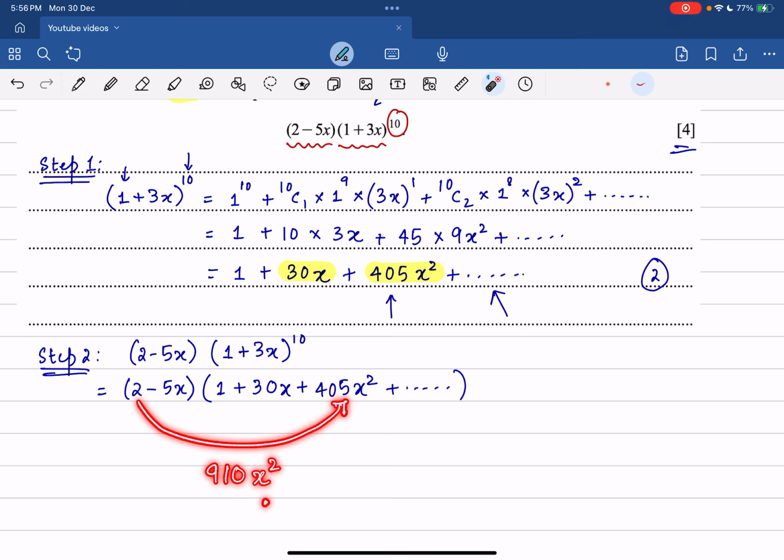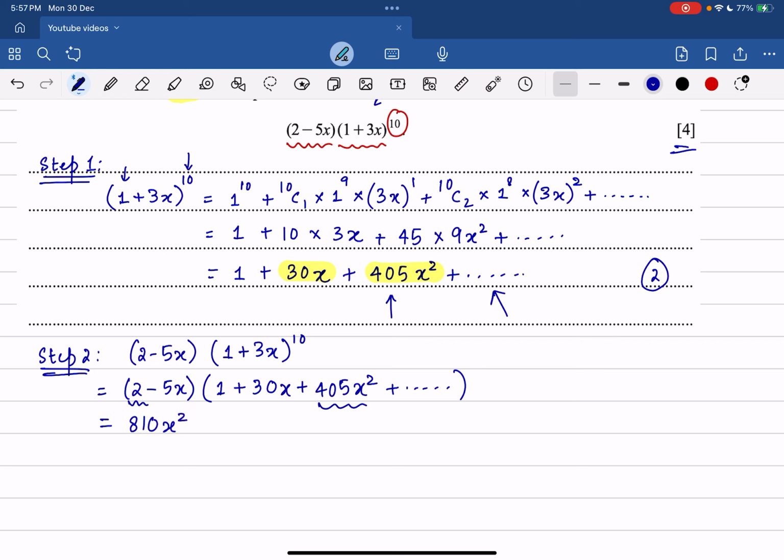So oops, sorry, it's not 910, it's 810. Yeah. Okay. So what I'm going to do, I'm not going to multiply 2 with each and every term. In fact, I'm going to multiply 2 only and only with that term, which is going to be helpful for me in finding coefficient of x square. So I'm going to multiply 2 with 405 x square. That makes it 810 x squared.